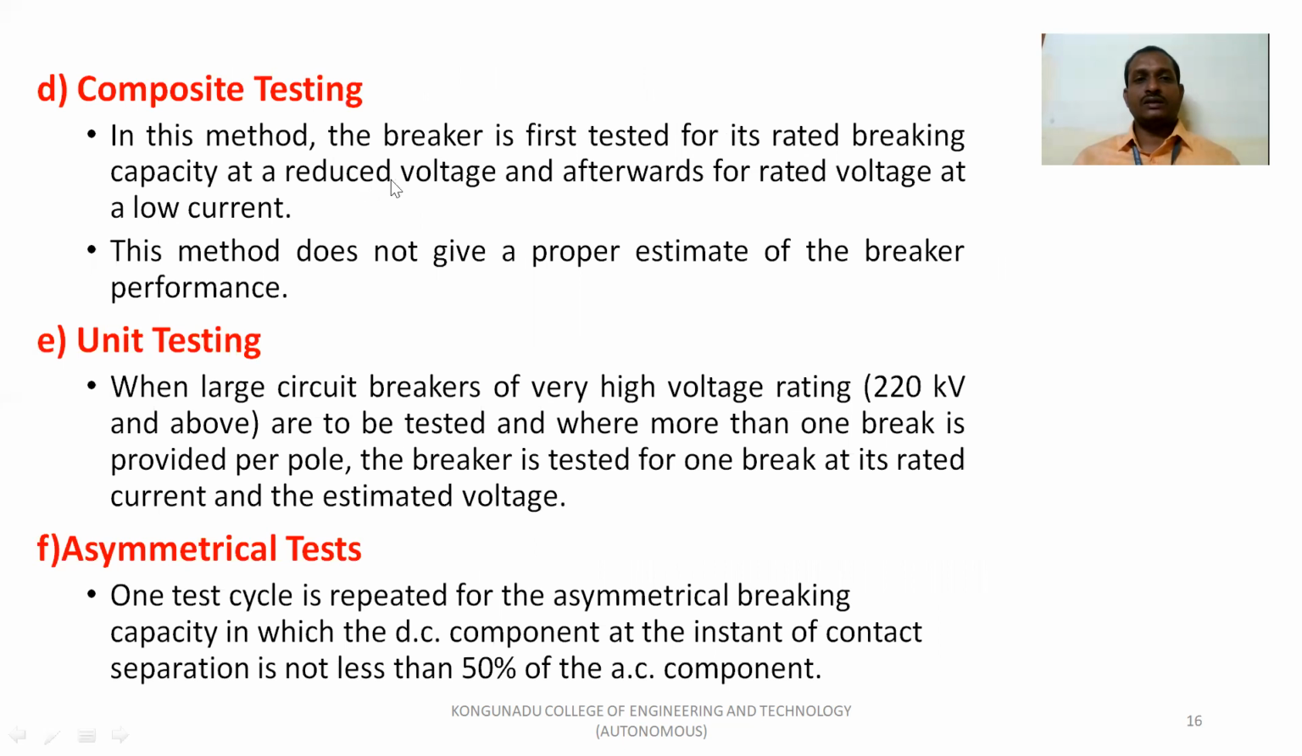So the next one is composite testing. In this method, the breaker is first tested for its rated breaking capacity at a reduced voltage, and after some time for rated voltage at a low current. This method does not give a proper estimate of the circuit breaker performance.